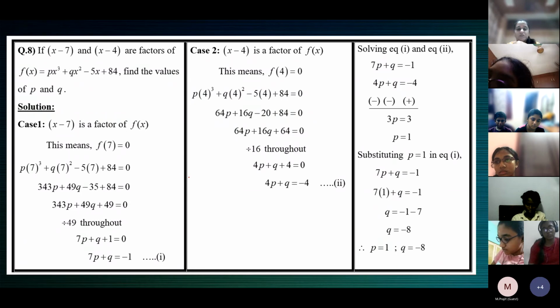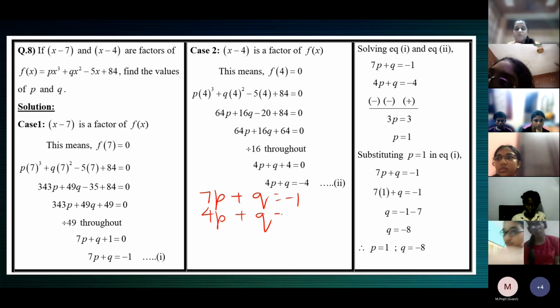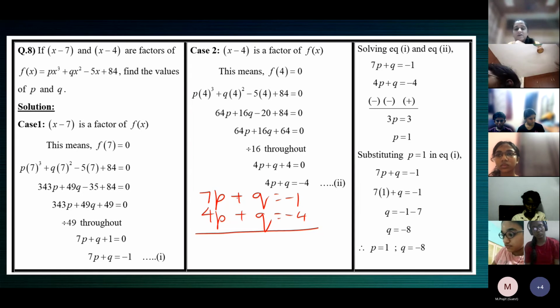I'll repeat how to solve the equations, children. Write the equations one below the other. 7p plus q is equal to minus 1, and the other equation, 4p plus q is equal to minus 4. Change the signs. It's not compulsory or mandatory to change the signs. Why we are changing the signs is because here it is plus q, here also it's plus q. But if it is plus q and minus q, they can get cancelled. Plus q and plus q cannot get cancelled because plus q and plus q is plus 2q.